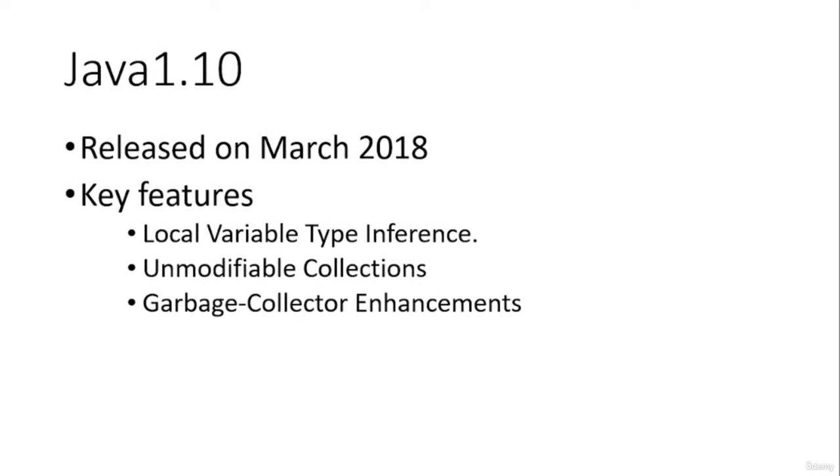Now let us discuss Java version 1.10. This version was introduced in March 2018. Key features include local variable type inference. This allows us to have a new keyword called var. This keyword allows us to declare variables without mentioning their type. This is a new feature which was introduced in Java version 10.